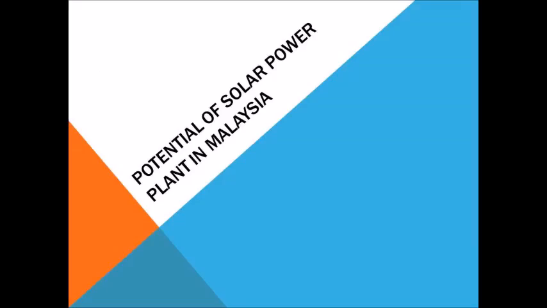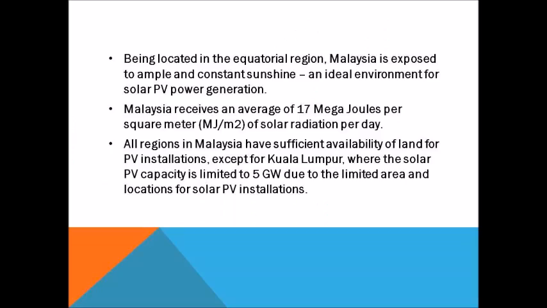Hello, my name is Sharvina Raj and I will be explaining about the potential of solar power plant in Malaysia. Being located in the equatorial region, Malaysia is exposed to ample and constant sunshine, an ideal environment for solar photovoltaic power generation. Malaysia receives an average of 17 megajoules per square meter of solar radiation per day.